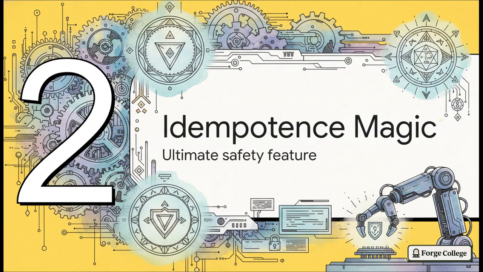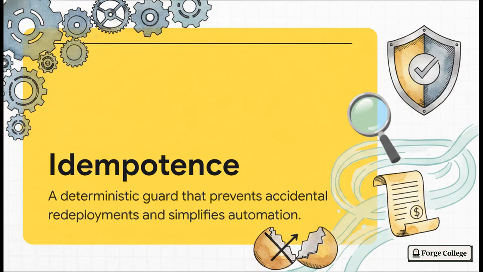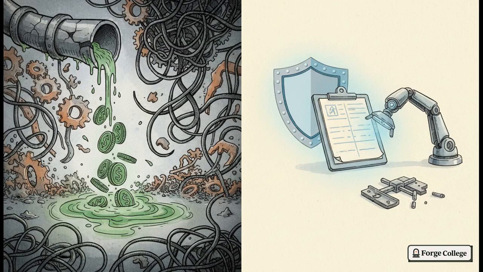Moving on to Section 2, the magic of idempotence. So, idempotence. It's a big, fancy word, but what does that actually mean? Basically, it's a deterministic guard that prevents accidental redeployments. It simplifies your automation by just checking if a specific task is already complete. Put simply, it is the intelligent fail-safe that stops you from burning gas on a contract that is already living happily on the network.